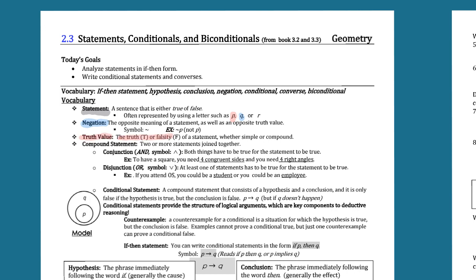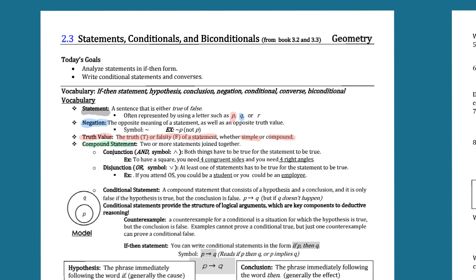And we talked yesterday about, this is true, everybody at Olathe South is very kind. You're like, well, not necessarily. You just need one counterexample to be like, yeah, not so much. But you could talk about the truth value of a simple statement, or a compound statement where it's multiple statements together. And speaking of compound statements, here's one right here.